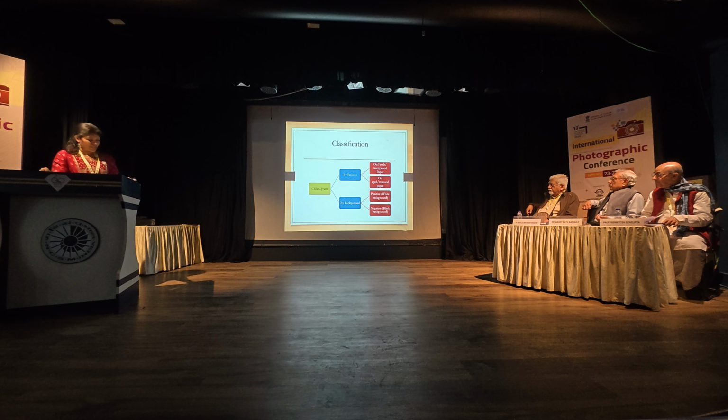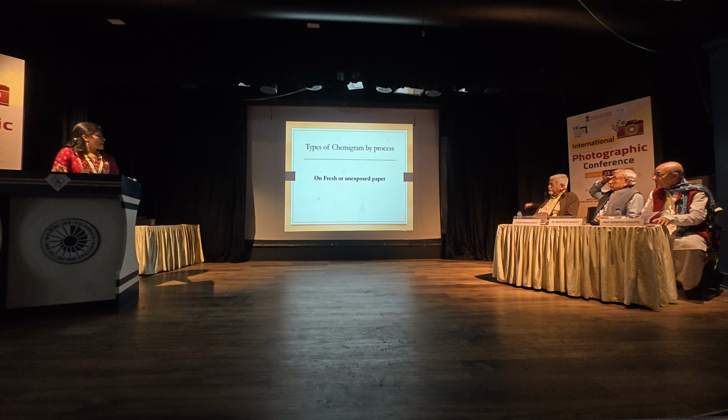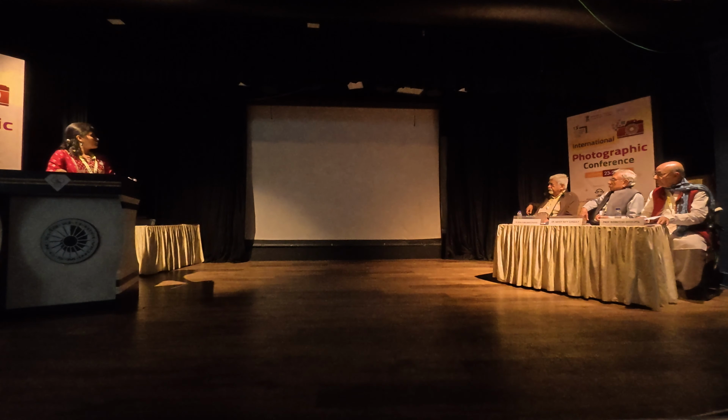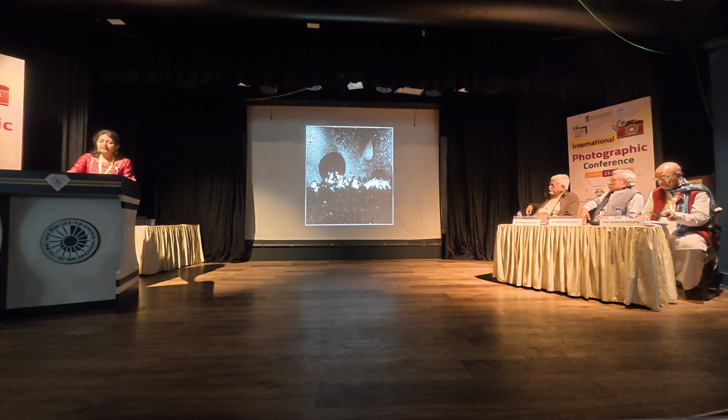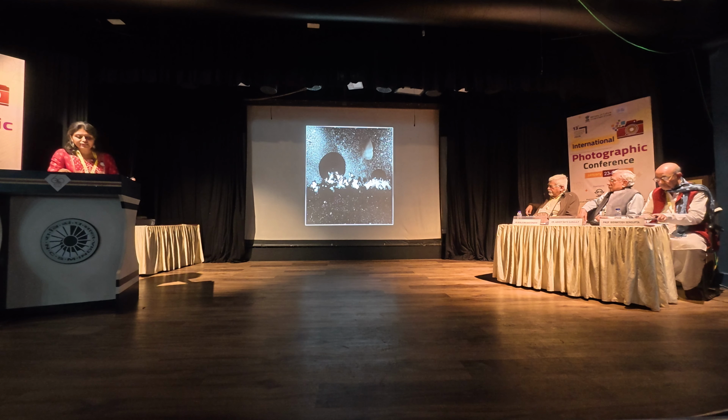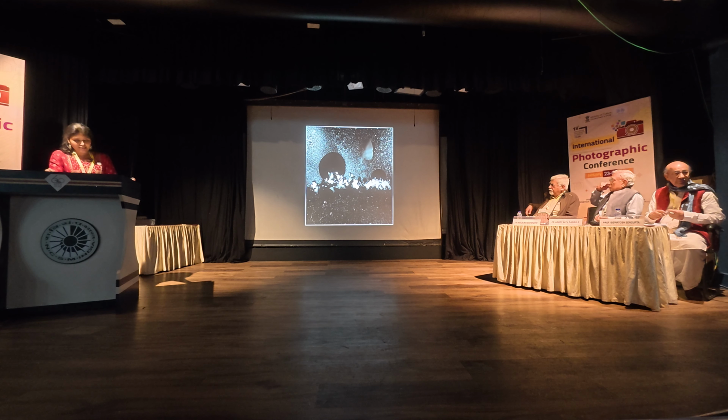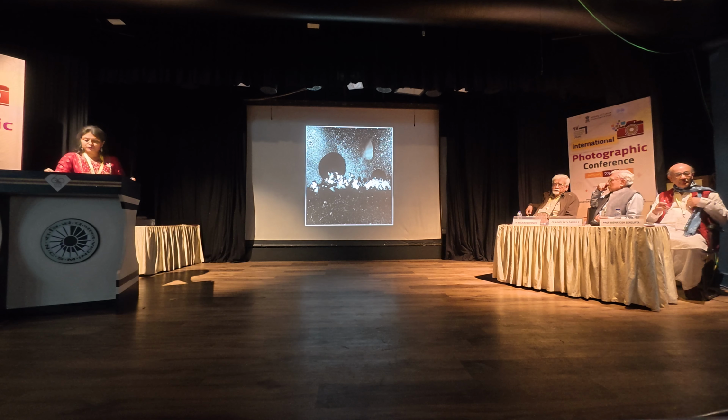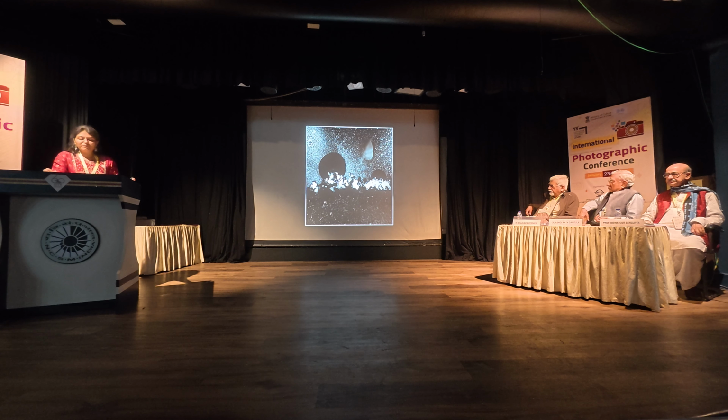Let's move to the experiments. First type of chemigram by process, on fresh paper. This is one of my experiments. This experiment explores an abstract night-like space showing isolation and transformation. Unexposed paper was partially developed. Use of masking tape and fixer as resist, and strong contrast and accidental forms added depth and meaning to the image.